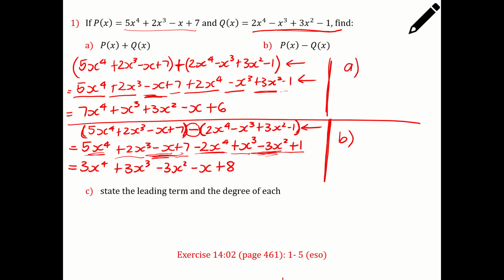Okay, can you see how we've got two different answers here? Because one, I was adding them together, one, I was taking them away. Remember, when you're taking them away, you're going to need to change signs of the second thing.